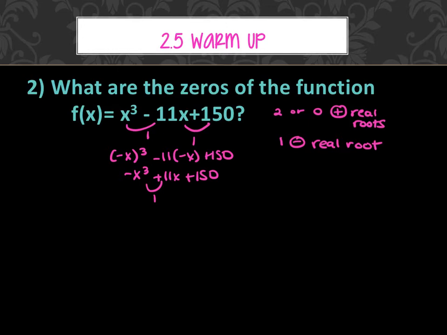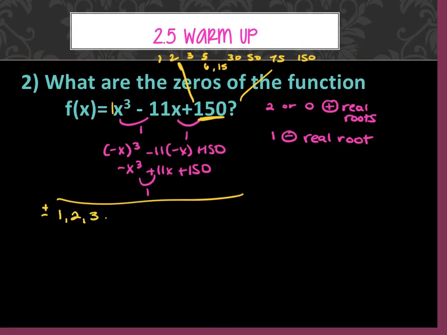Okay, that's one part. The second part was list all your possibles. So the possibles are plus and minus, factors of the last over first. So last here is 1 and 150, 2 and 75, 3 and 50, 4, 5 and 30, 6 and 15. That's it, right? So that all goes over the first, there's still just a 1 at the front, so it'd be 1. So it'd be plus and minus 1, 2, 3, 5, 6, 15, 30, 50, 75, and 150.